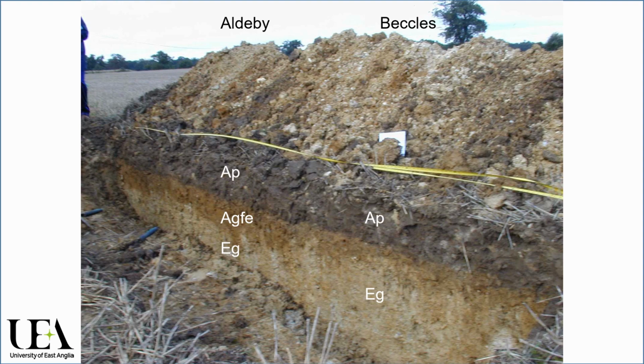In the Beckles soil series, the topsoil is slightly less sandy, it's still a sandy clay loam, and here, because there's less oxygen entering the soil because of the texture, there's less opportunity for that iron oxidation to happen, and because of that the Beckles series doesn't have this iron enriched band in the subsoil.